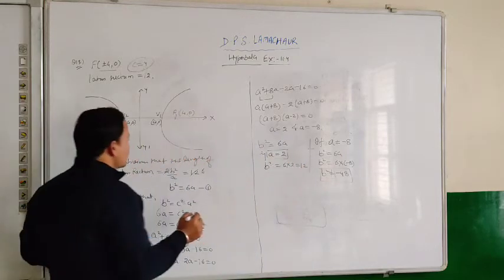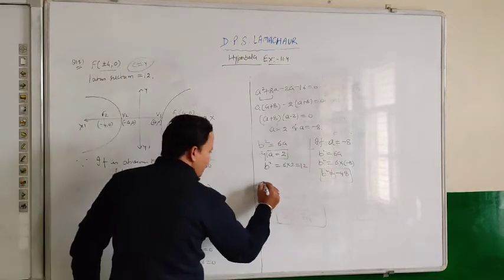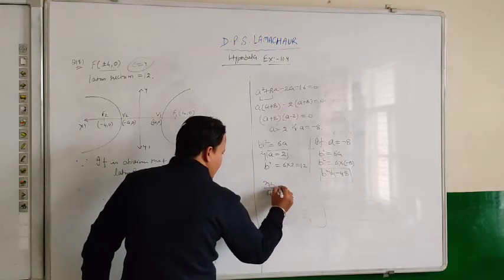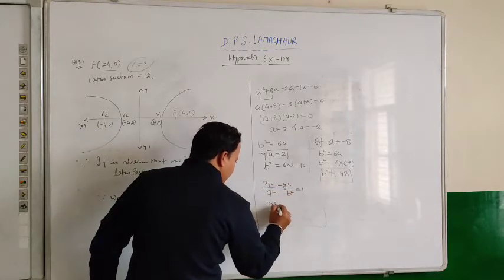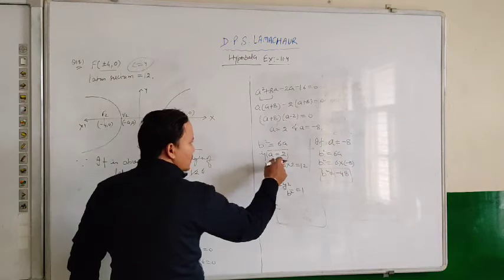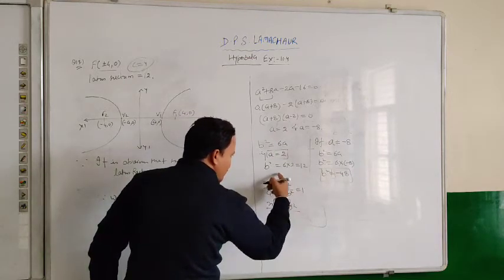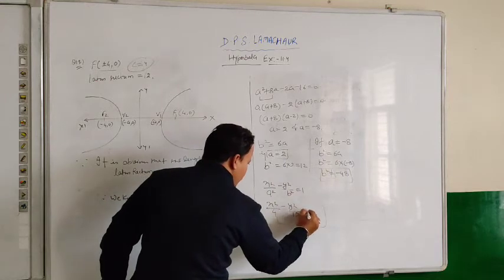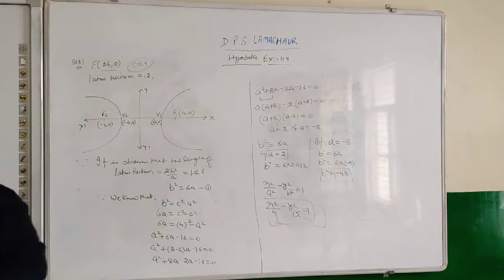So the required equation, since the hyperbola is symmetric about the x-axis, is x square upon a square minus y square upon b square is equal to 1. That is, x square upon the value of a is 2, so 2 square is 4, minus y square upon the value of b square is 12, equal to 1. So this is the required equation of the hyperbola. Pause the video and take the screenshot.